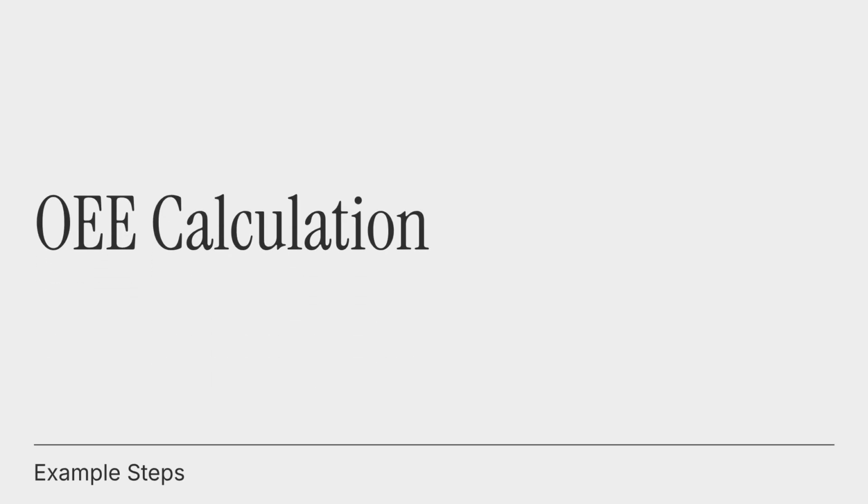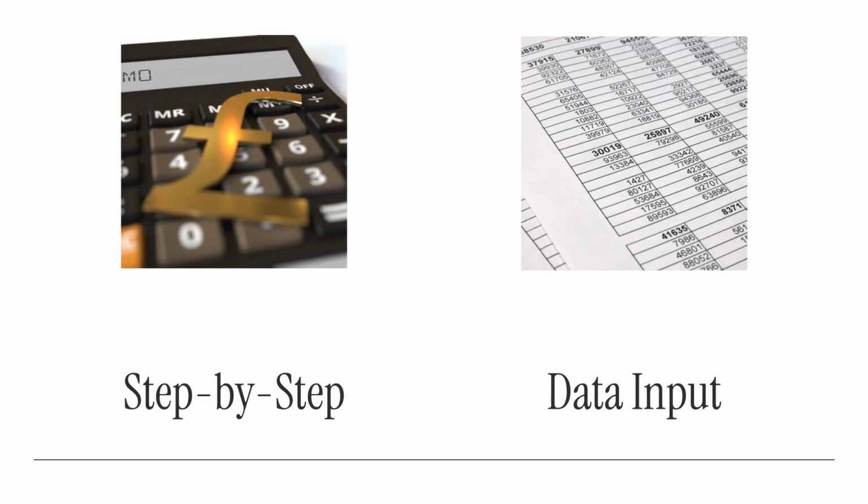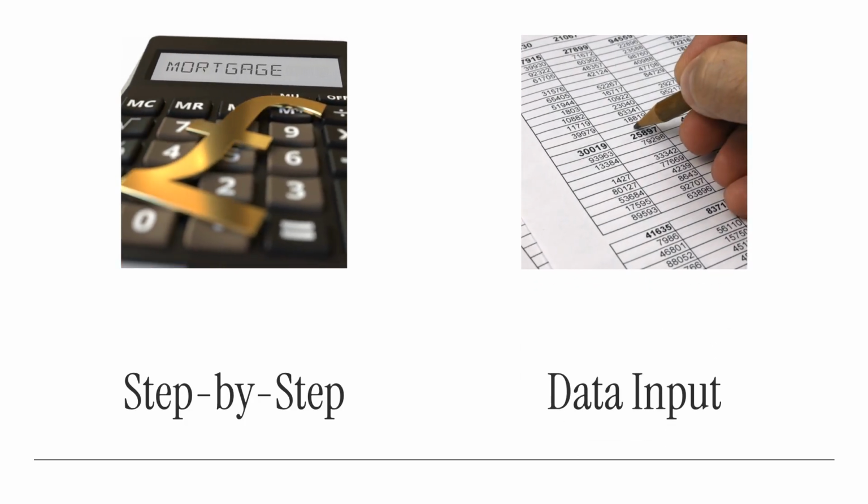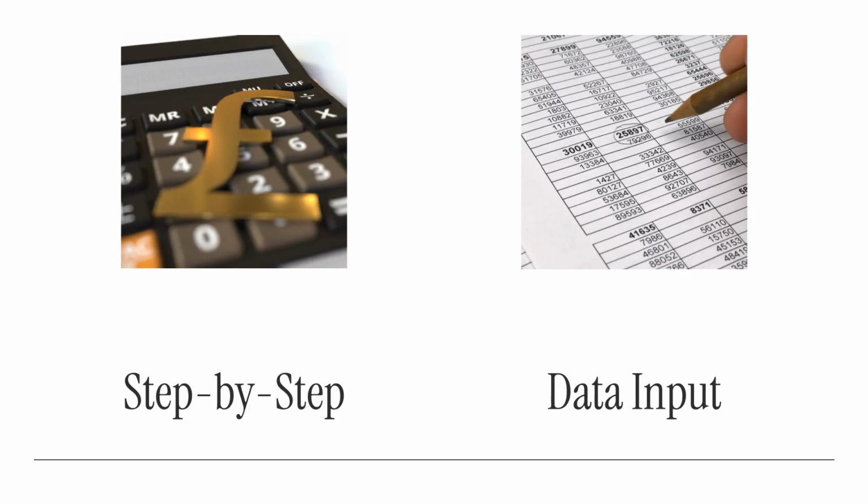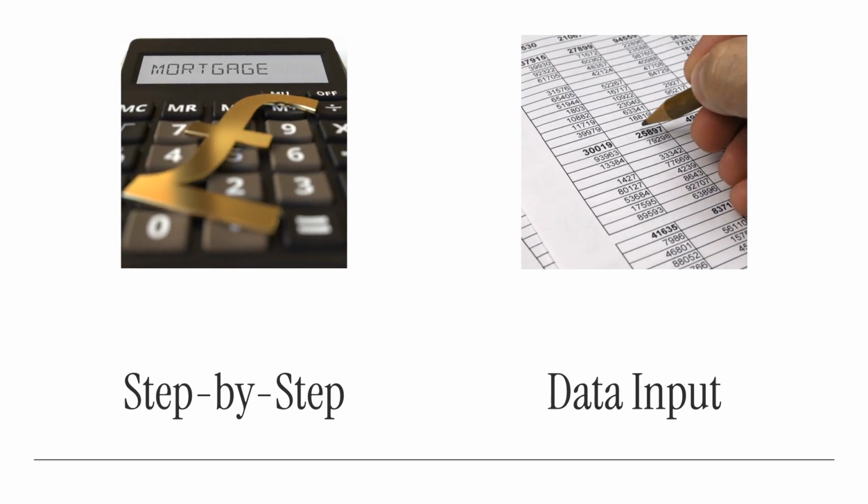Let's walk through a practical example of how to calculate OEE with given data. We'll use planned time, downtime, max speed, actual output, and defect count to calculate availability, performance, and quality, then OEE.